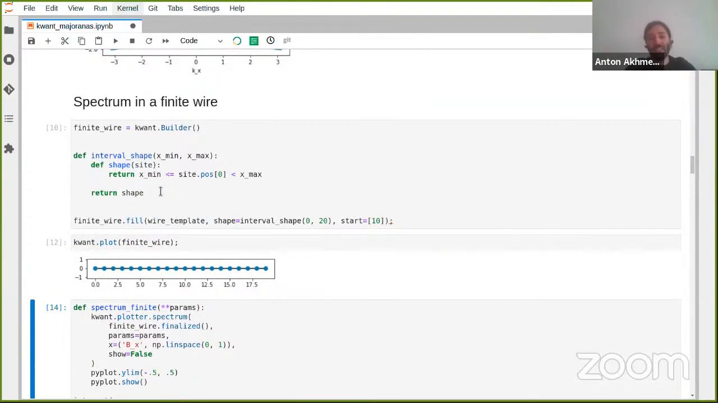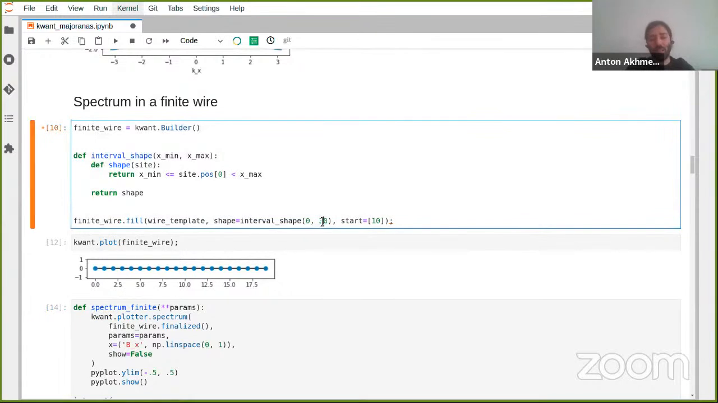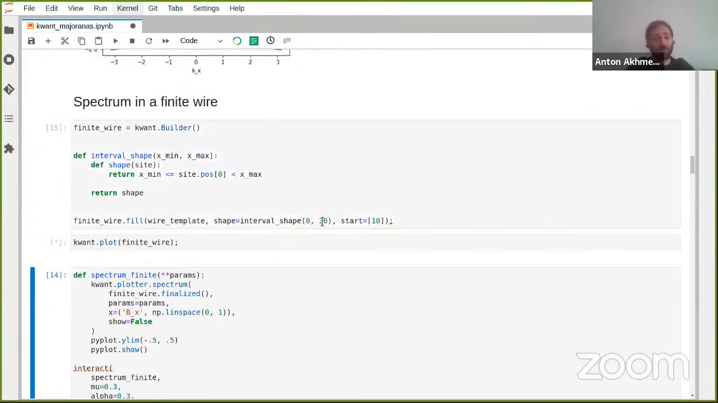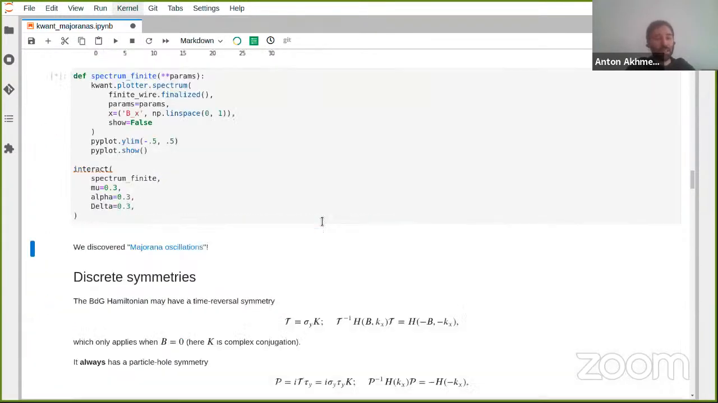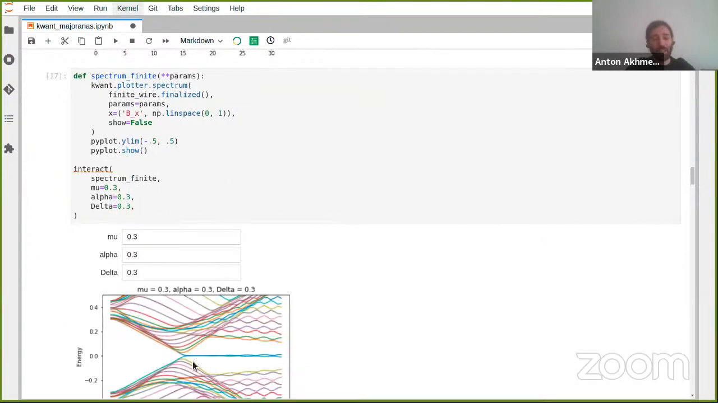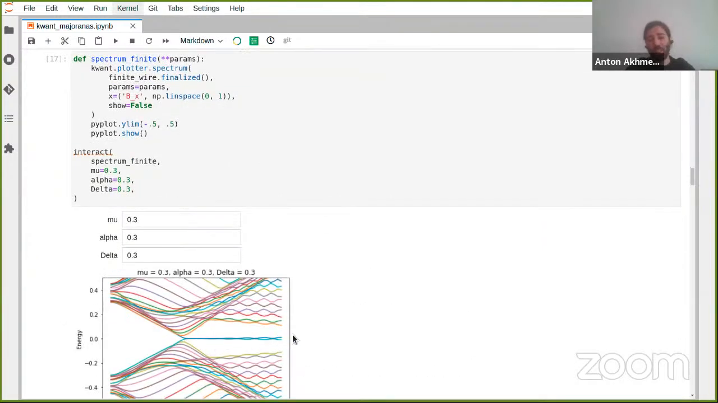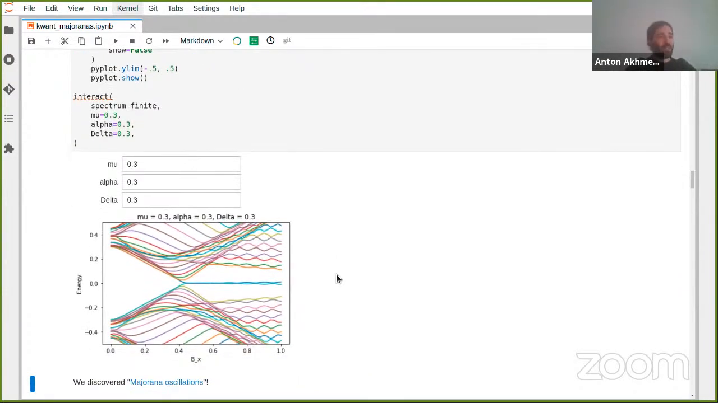However, an even easier way, and this is where the topological nature of Majoranas comes into play, is if we take a slightly larger wire, so now with 30 sites, the amplitude of the oscillations becomes way smaller, and indeed it should be dropping exponentially with the wire size. So right now we have observed a topological phase transition, and we discovered Majorana oscillations.